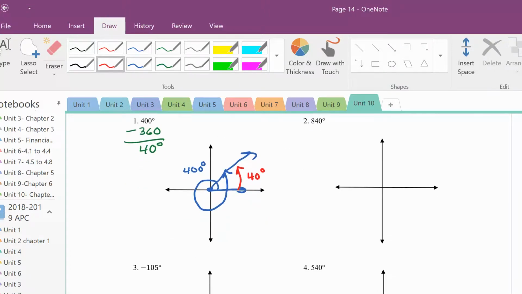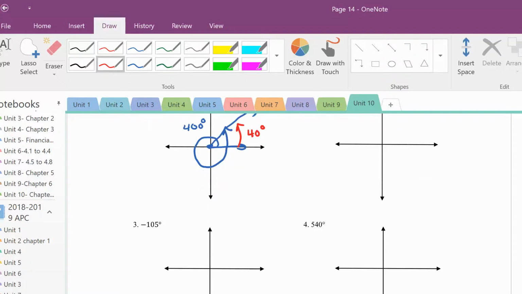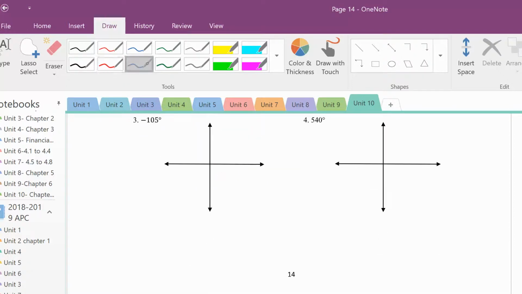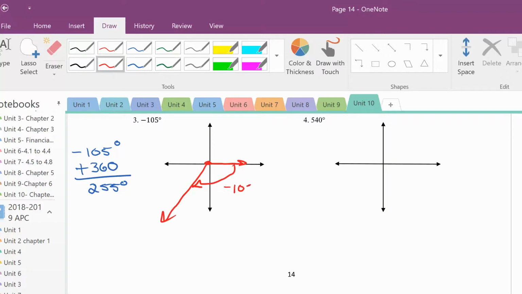If it's negative, then you can add 360 to get the coterminal angle between 0 and 360. So if I add 360 here, it gives me 255. So negative 105 is here, and positive 255 is there. So that's the concept of coterminal.